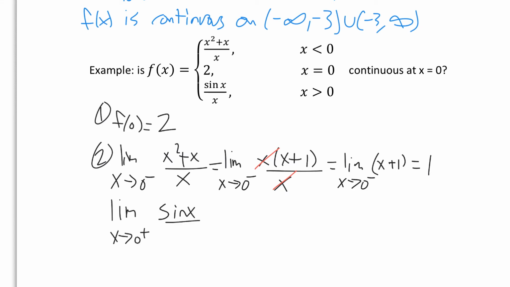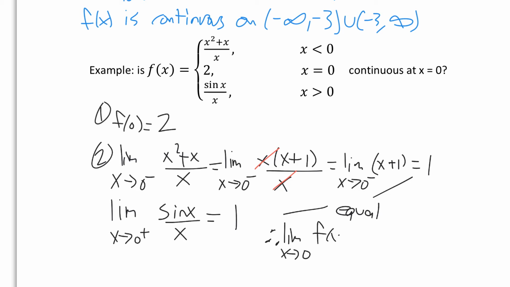Now we go ahead and do the limit as x approaches 0 from the right, which will be sine x over x. And remember, this is a special limit. We know sine of 0 is 0, so this is 0 over 0, so there's more work to do, but the work we can do is just write 1, because it's a special limit. Well, notice, these are equal. So therefore, the limit as x approaches 0 of f of x exists and it equals 1.